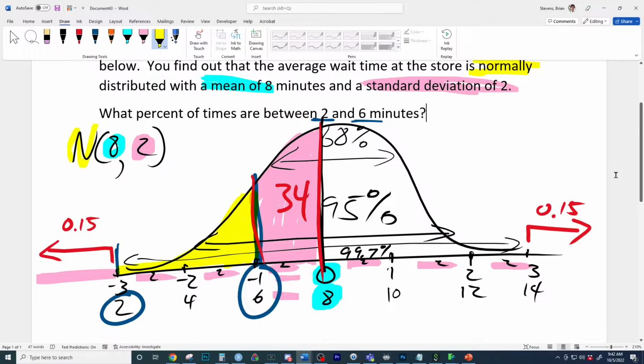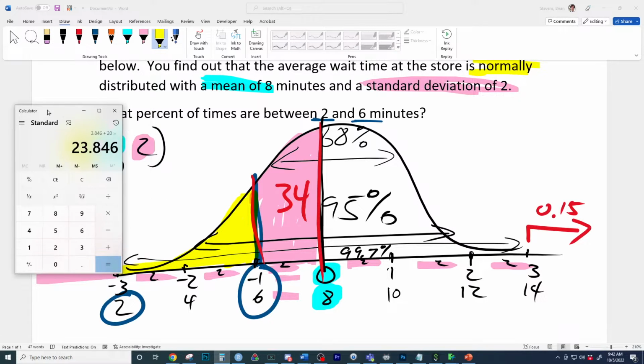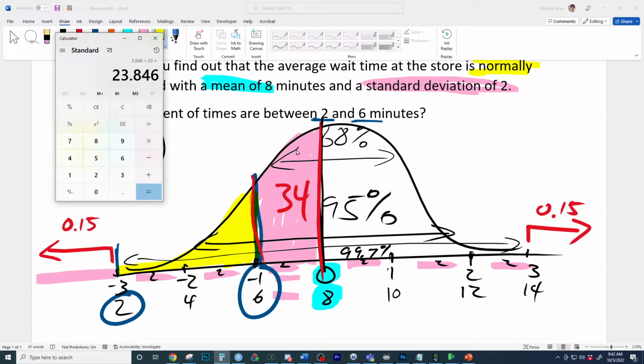Correct, Natalie. Natalie, great job. Natalie saw that we've shaded 50% total, and thus you can subtract from 50%, because below 0 is 50%. So 50% minus that 34 minus that 0.15 right there.